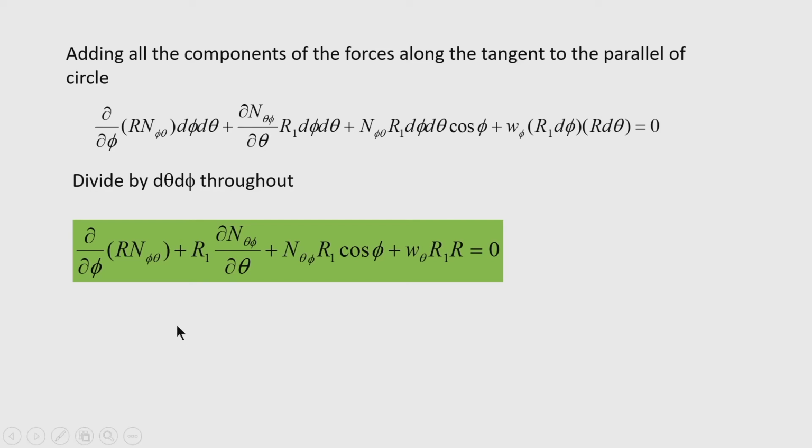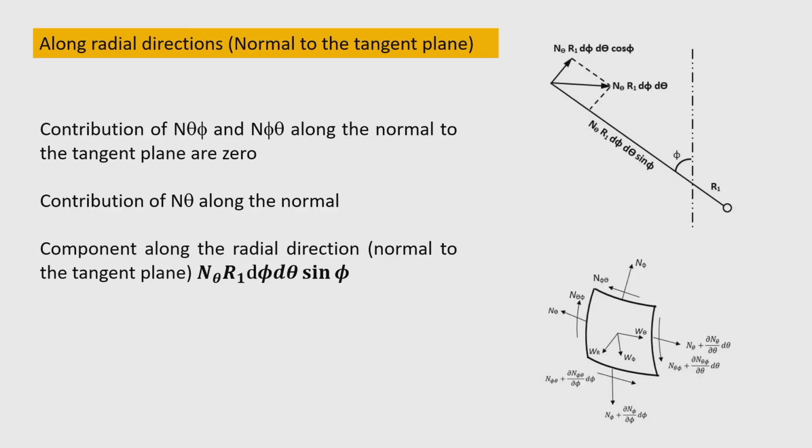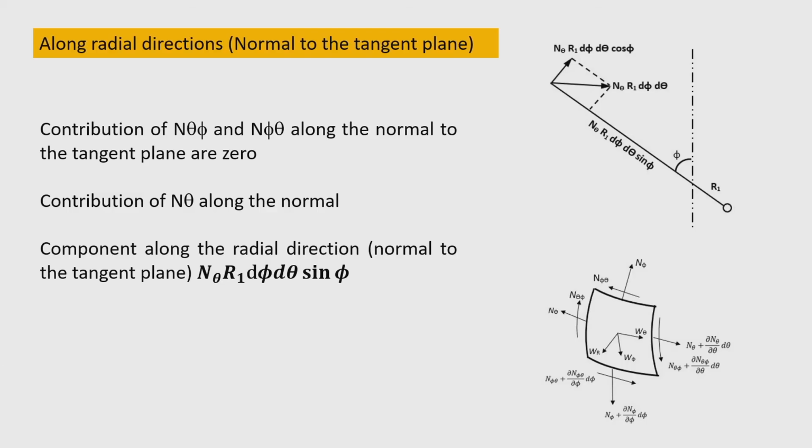Okay. Having obtained this second equation, we now proceed to obtain the third equation, which is the equation of equilibrium in the radial direction. The radial direction is normal to the tangent plane, and therefore, after resolving the forces, we get the components, and then we can sum them and equate to 0 to get the equation of equilibrium.